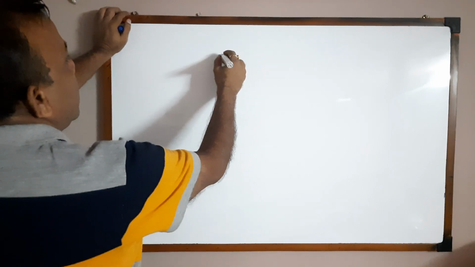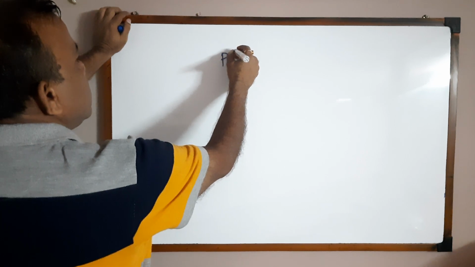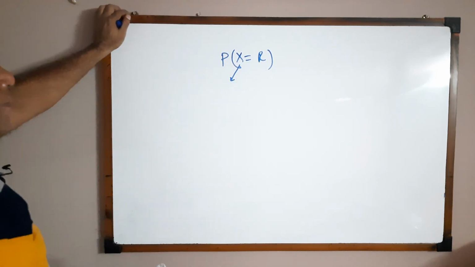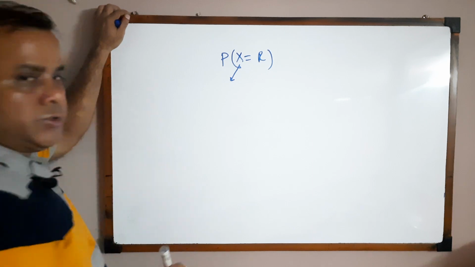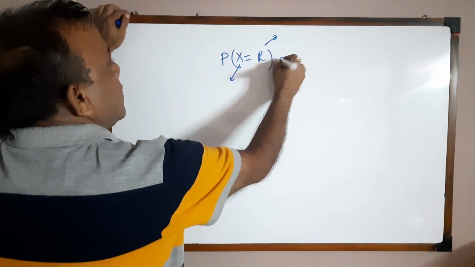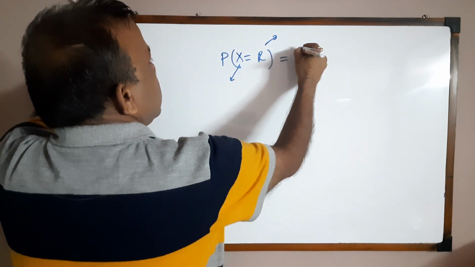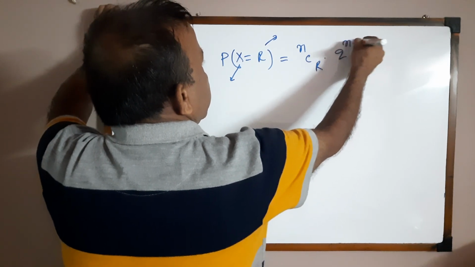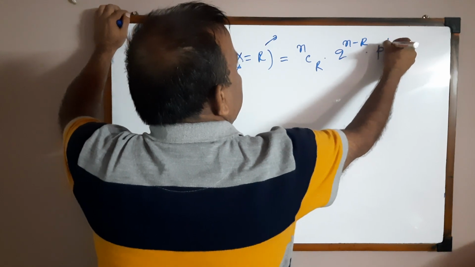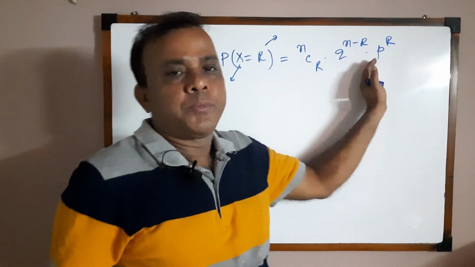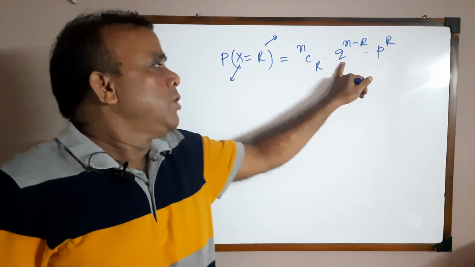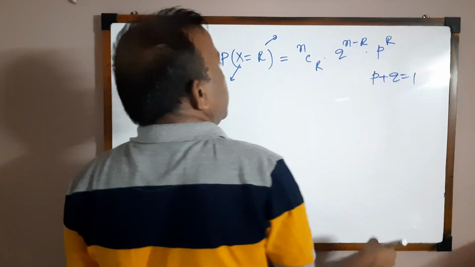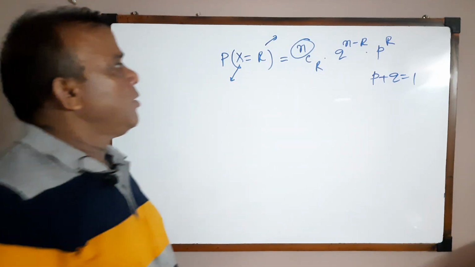As we know, in a binomial distribution, probability X equals r, where X is the random variable which follows the binomial distribution and r is the number of successes, is equal to nCr q to the power n minus r into p to the power r, where p is the probability of success, q is the probability of failure, p plus q equals 1, and n is the number of trials. Okay.